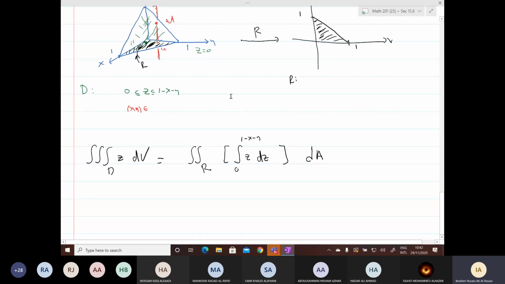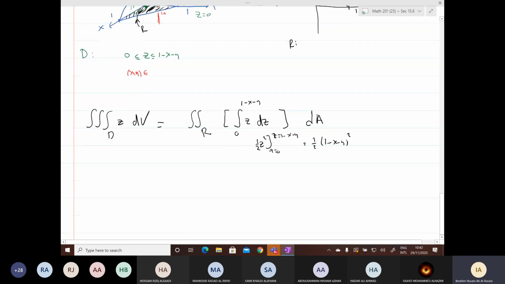Now evaluate this integral here. Of course, it will be half z squared from z equals 0 to z equals 1 minus x minus y. So this is half of 1 minus x minus y squared minus 0. So this is the value of the inner integral. I will write it down: half of 1 minus x minus y squared. Now the double integral over R dA. After you finish evaluating the inner, I end up with a double integral.